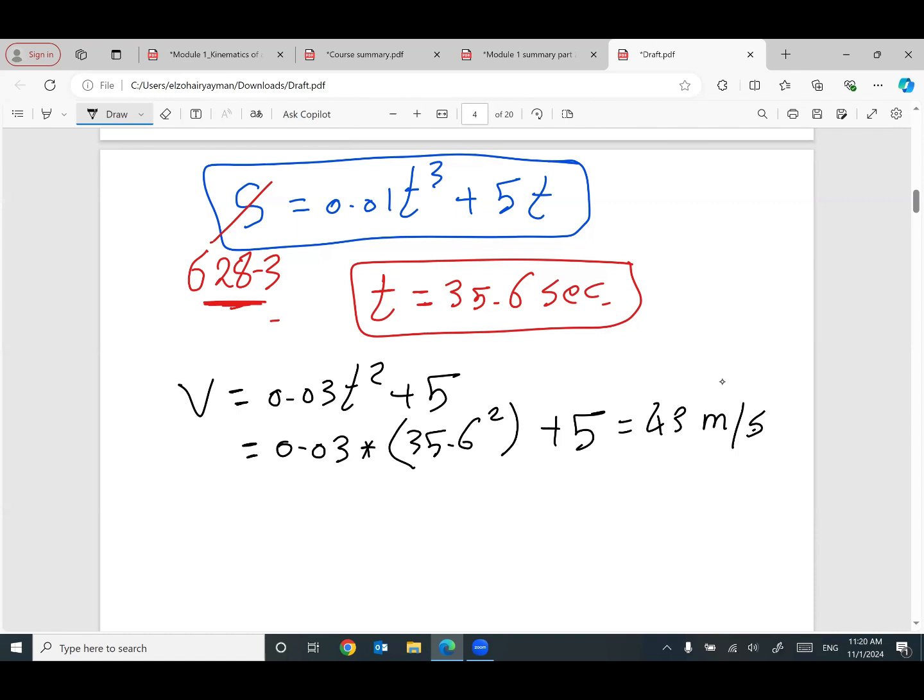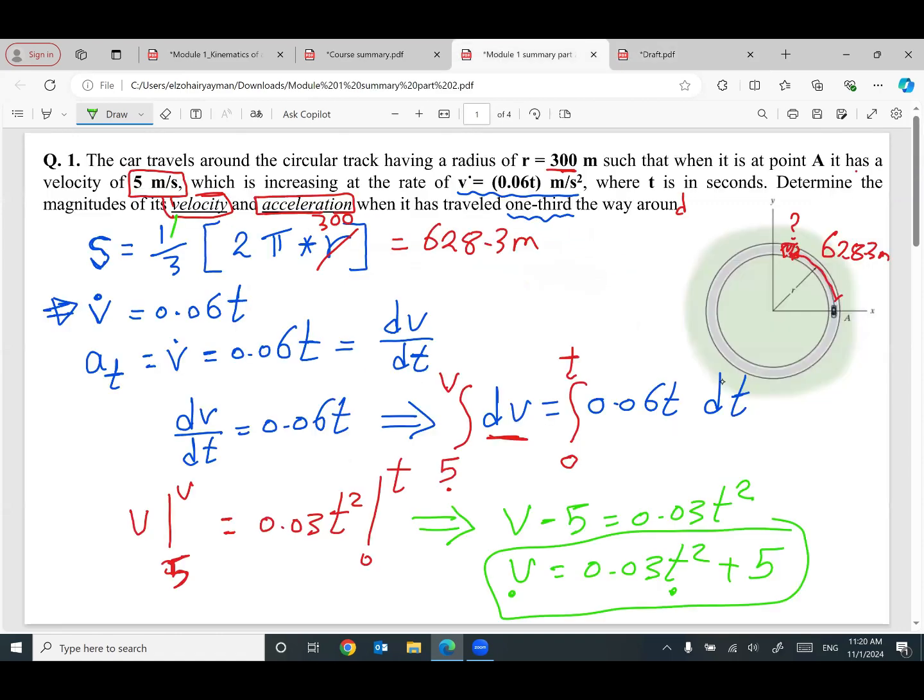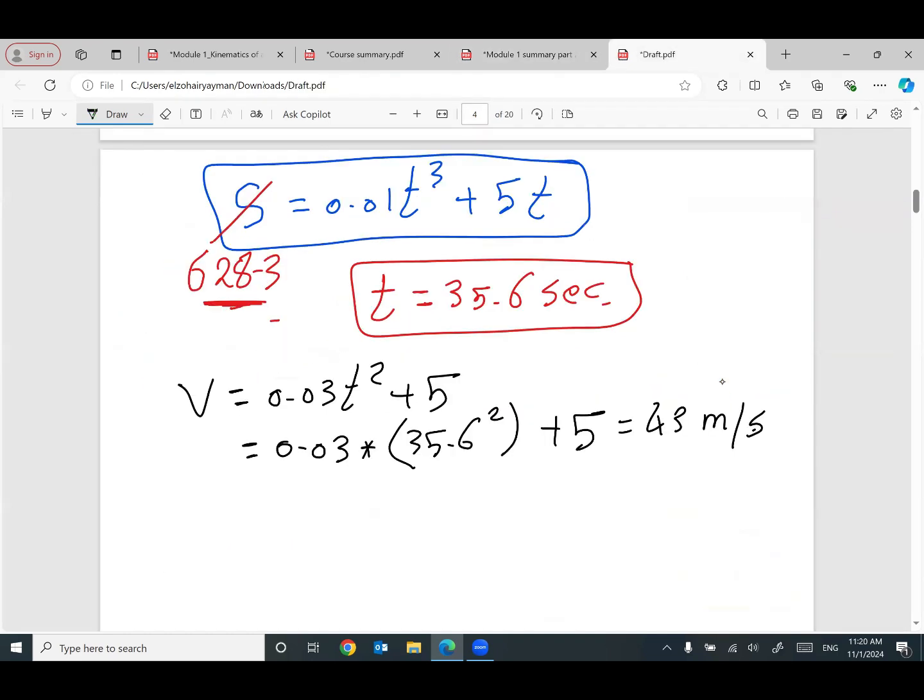Is it correct? Keep in your mind, it's originally given the tangent component of the velocity, which is v dot. It's already given 0.06 t. So your tangent component of the velocity equals 0.06 t. Now you have t, 35.6. So the tangent component of the acceleration will equal 2.1 meter per second square.